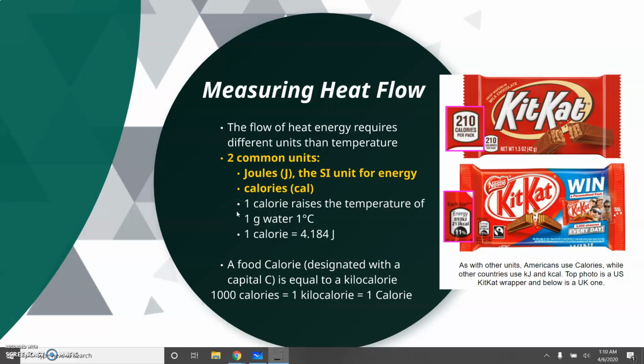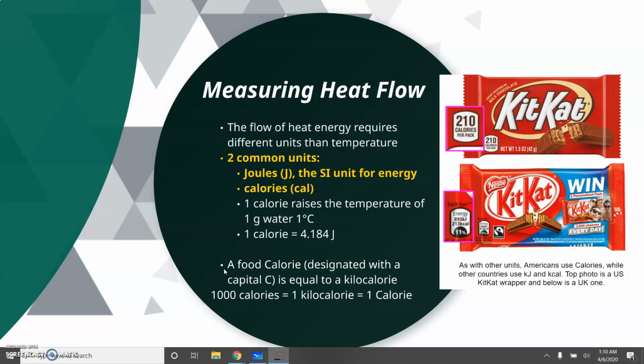So 1 calorie is defined as the energy required to raise the temperature of 1 gram or 1 milliliter of water by 1 degree Celsius. This is a useful conversion factor that you'll see quite a bit. 1 calorie is equal to 4.184 joules. We got one more unit that's familiar to all of us, and that's a food calorie. Calorie with a capital C. And that's actually equal to a kilocalorie. So 1,000 calories with a little c equals 1 kilocalorie equals 1 calorie with a capital C.